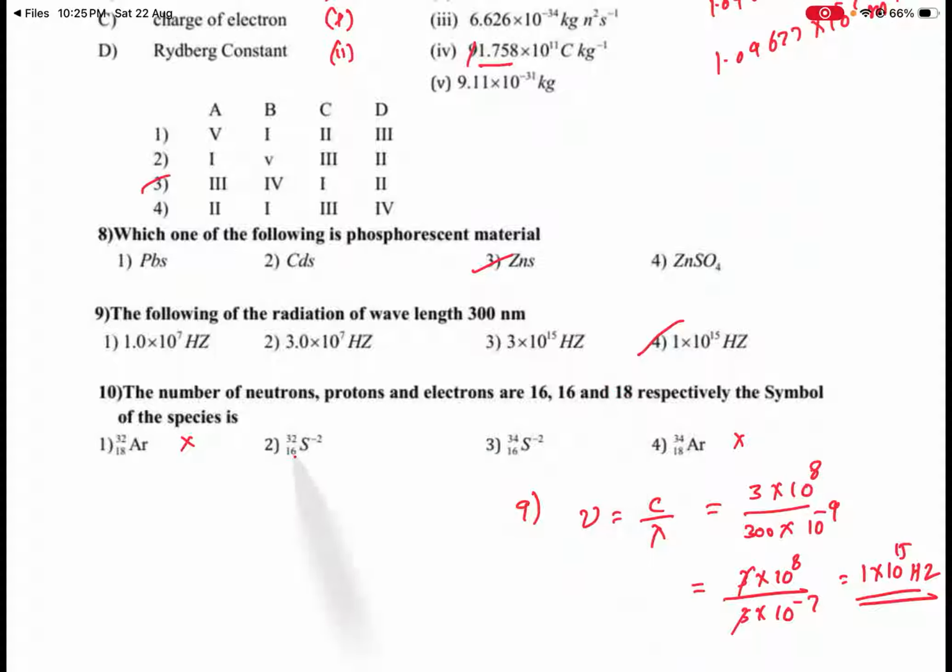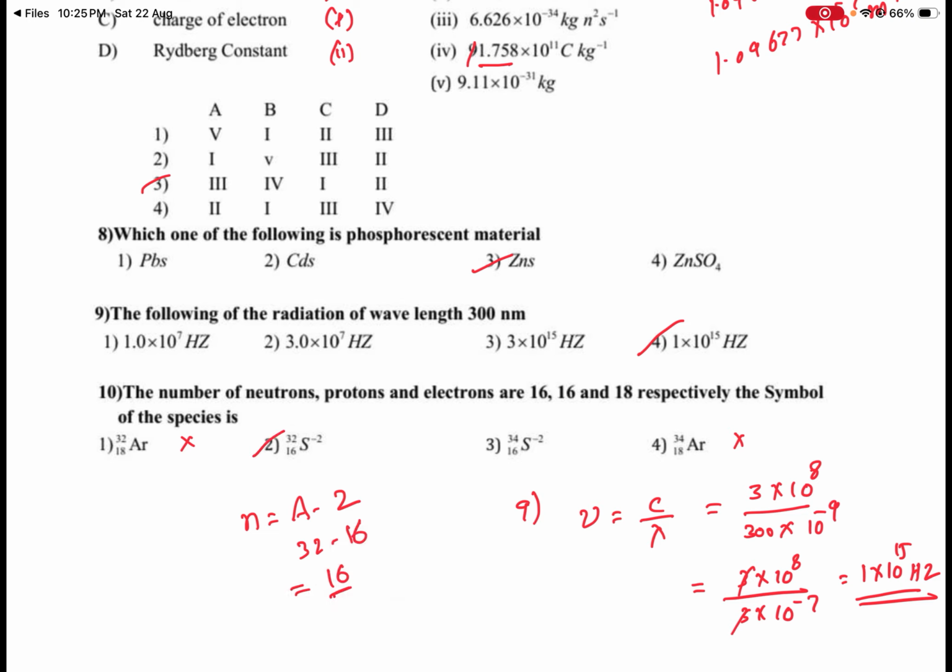Here 16 minus 2 means it gains 2 electrons. So 16 plus 2, 18 electrons. Number of neutrons is equal to A minus Z. Here 32 minus 16, so the number of neutrons is 16.